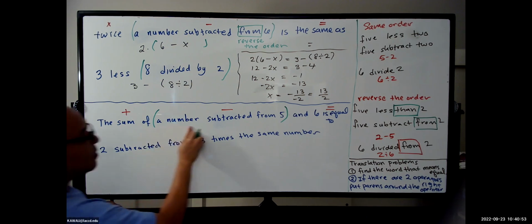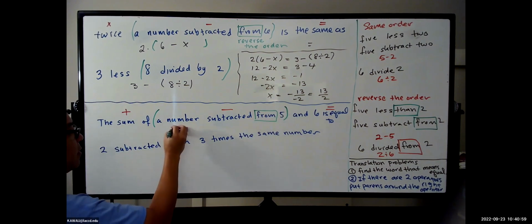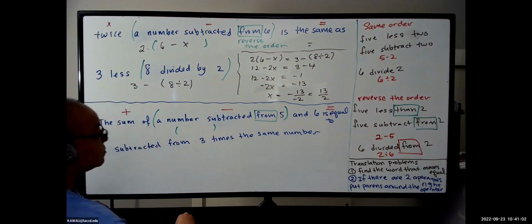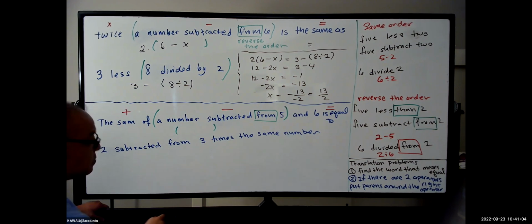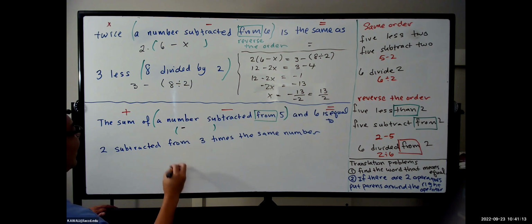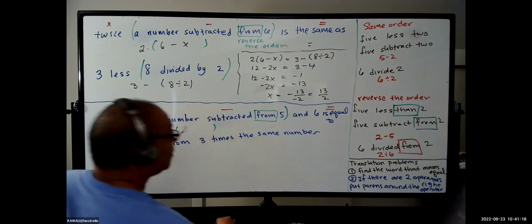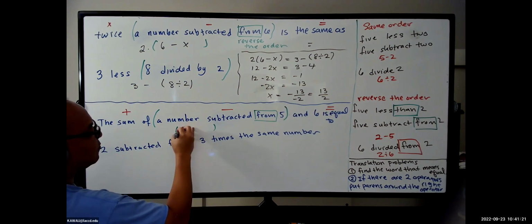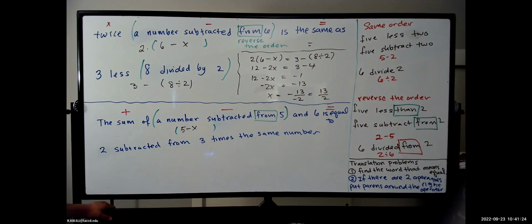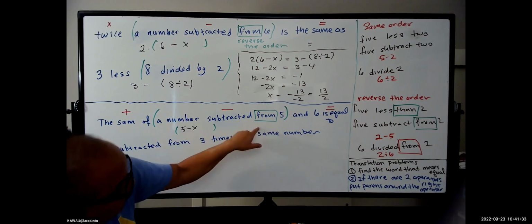Okay. So this has the word from. So we're going to reverse the order. Professor, from 5 and 6? Not 5 and 6, just the 5, yes. So you have 5 minus x. Right? Now you say the sum of this and 6.